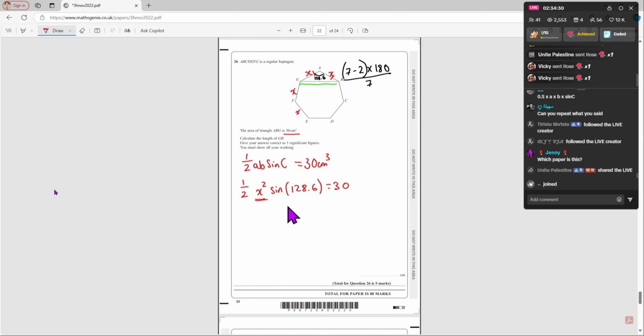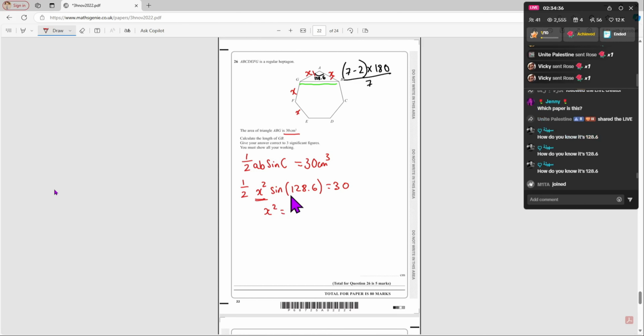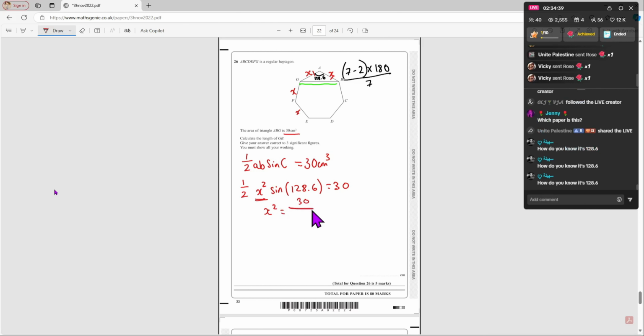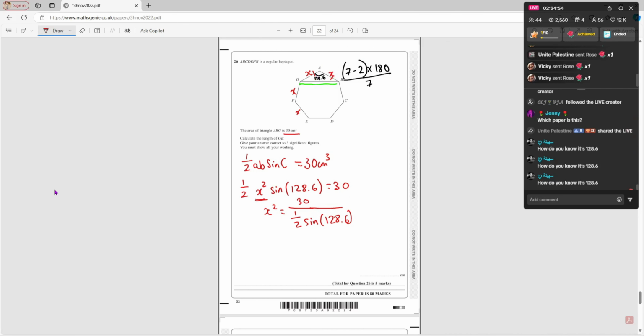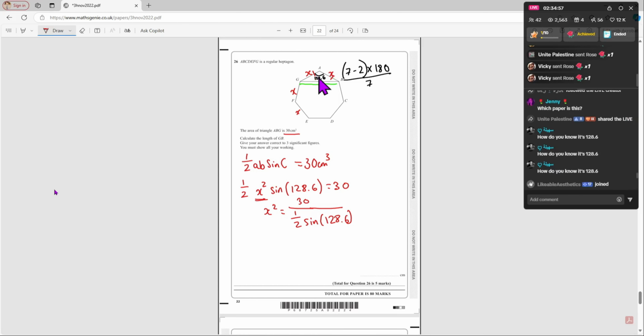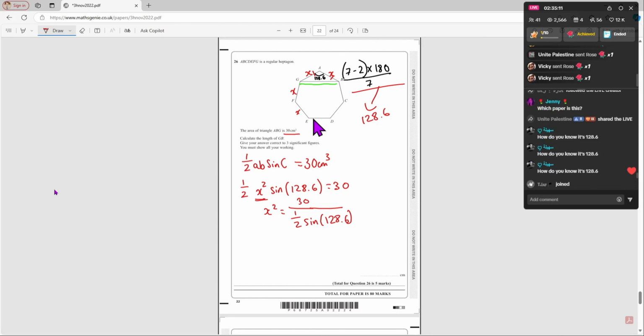And then, rearrange to find the value of x. We know that x squared has to equal 30 over half sine 128.6. How do you know it is 128.6? Do you guys not remember that we worked out the angle? This is the angle of one of the interior angles of a regular heptagon. We used this formula to work out that one interior angle is worth 128.6. And I labeled it over here that the angle is 128.6 for every single angle on that regular heptagon. Okay?